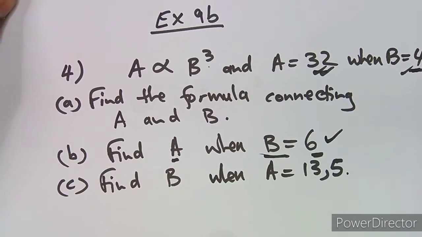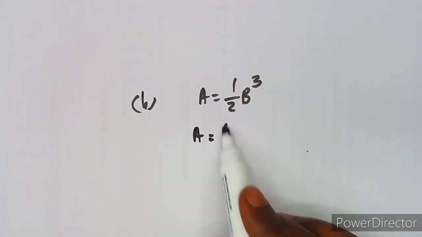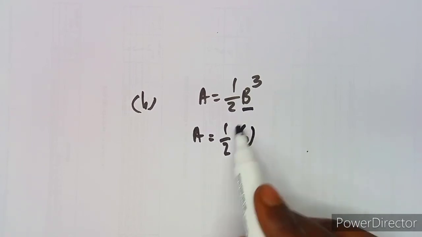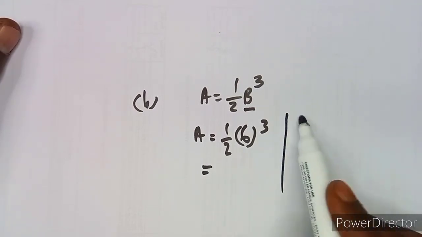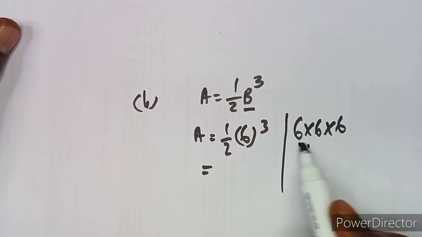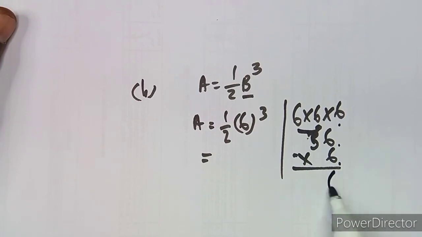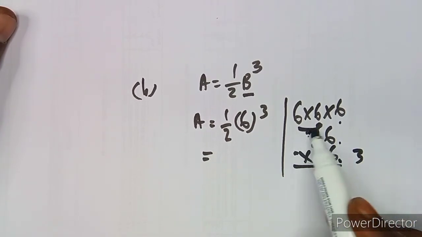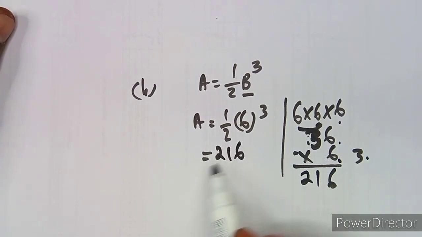So what am I going to do? Because I want to have the value of a, just substitute here. a is equal to half, and in place of b, we have 6 to the exponent of 3. So make sure that you multiply properly here. 6 times 6 times 6: 6 times 6 is 36, and 36 times 6 is 216. So it's going to be 216.